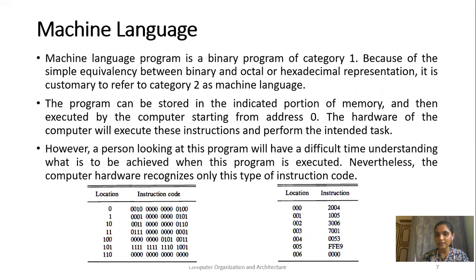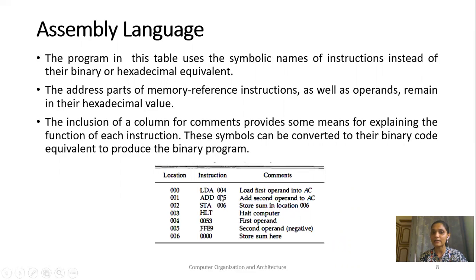It is a bit easier than showing it like 2004, 1005, 3006. Instead of this, if you are given LDA 004, then you can understand that you have to load the number stored at location 004 into the accumulator; ADD 005 means you have to add the contents of location 005 to the accumulator, and so on. So it is a bit easy.